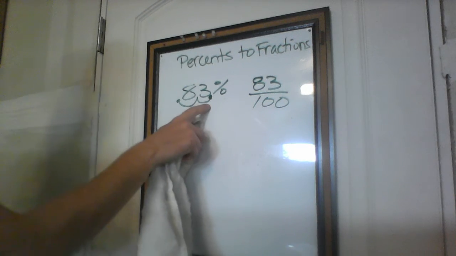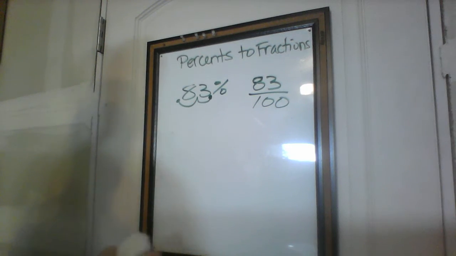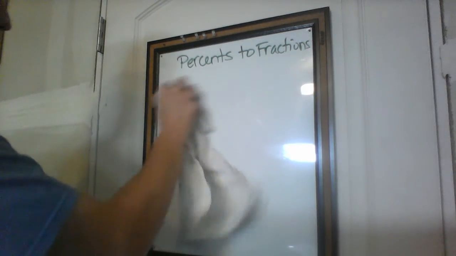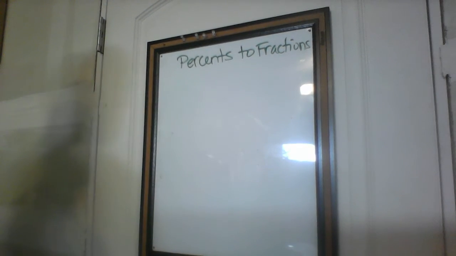So figure out where that decimal is, and move it 2 times to the left when you're going from percents to fractions, or even if it leaves it as a decimal. But today we're just going from percents to fractions, because if it's a decimal, then it makes it really easy.